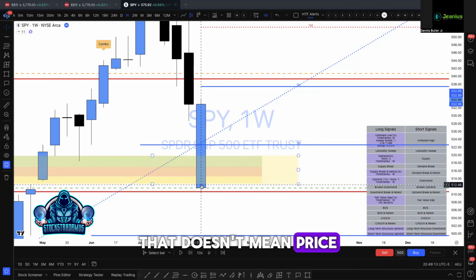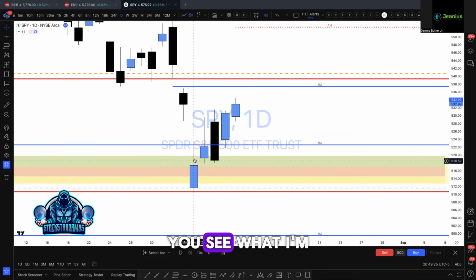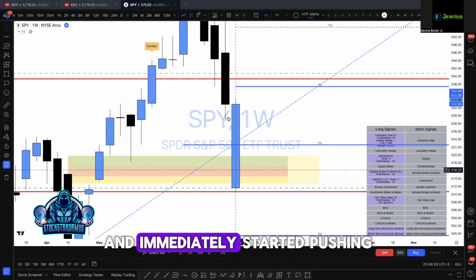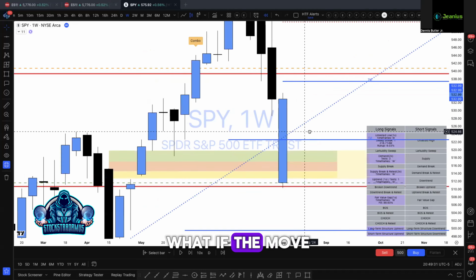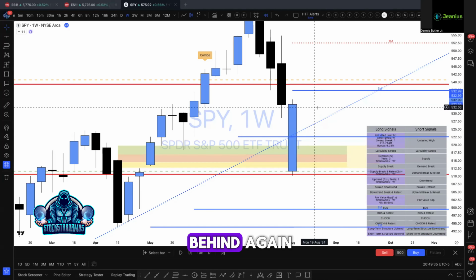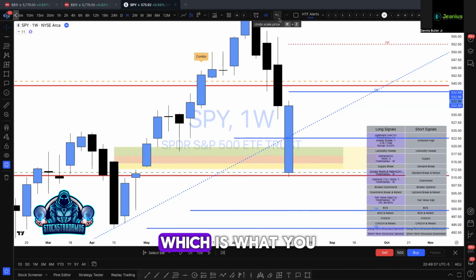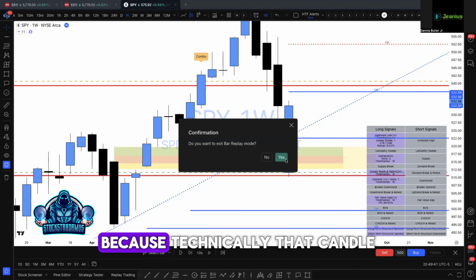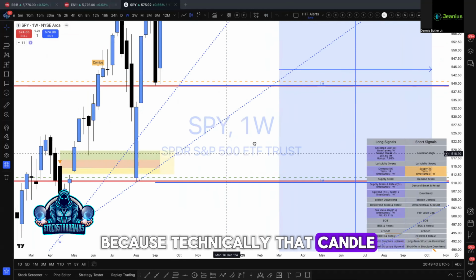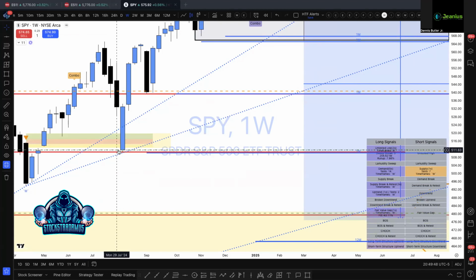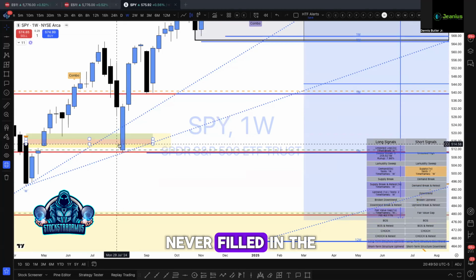It gapped down and then pushed back up. But there still could be gaps somewhere within here as well. You see what I'm saying? So even though price pushed into here and immediately started pushing back up, what if the move happened so quickly that it left orders behind again, which is what you can assume. You can kind of assume that it left orders behind again, because technically that candle never was filled. This candle here was never filled in the first place.